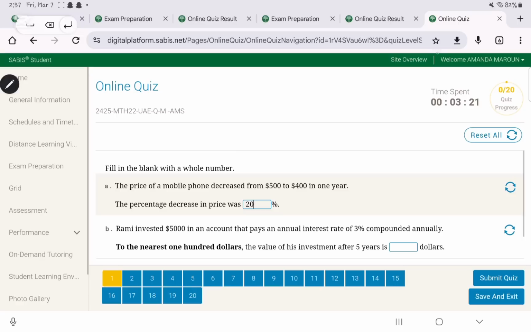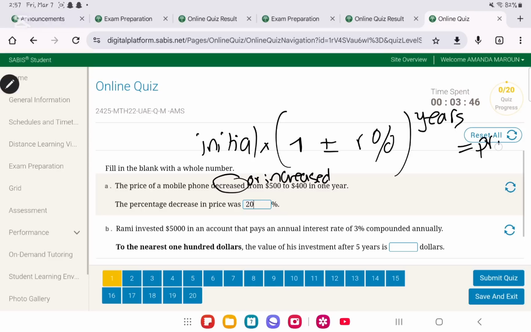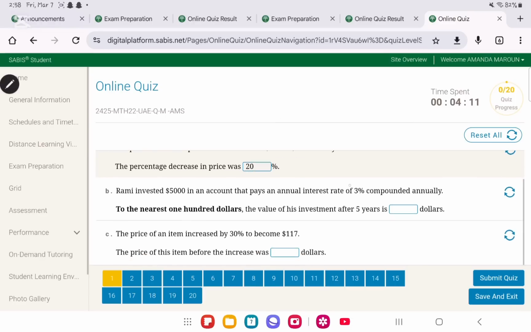Now, a general formula to use is the initial price multiplied by 1 plus or minus, depending whether it's decreased or increased. Definitely, if it's decreased, you use minus. If it's increased, you use plus. R% to the power of years, and you will get the new price. So I'm just going to say price final. So a general equation would be initial price times 1 plus or minus R% to the power of years. It's equal to the final price. Okay, so we'll move on to part B.